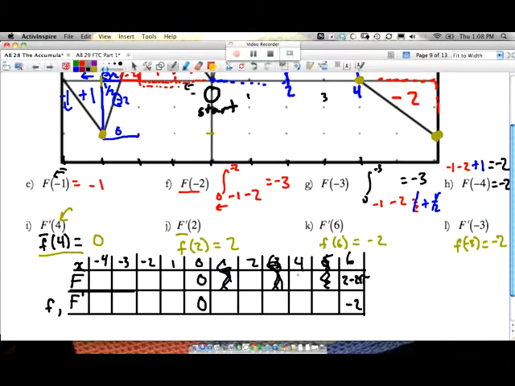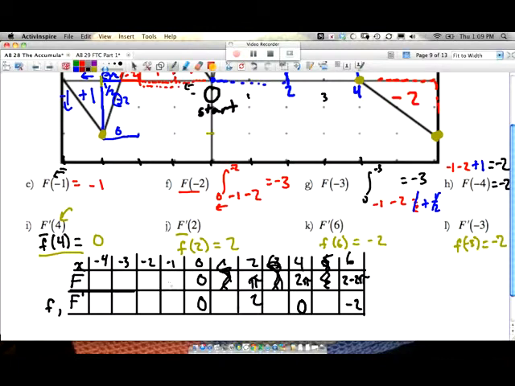Okay. And what about at 4? At 4, we had, what did we have? At 4, we were at 0 for little f. But we had 2 pi by this point. And at 2, we had just pi. And this was at 2.